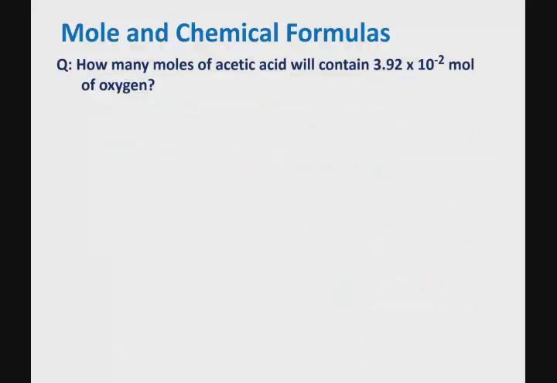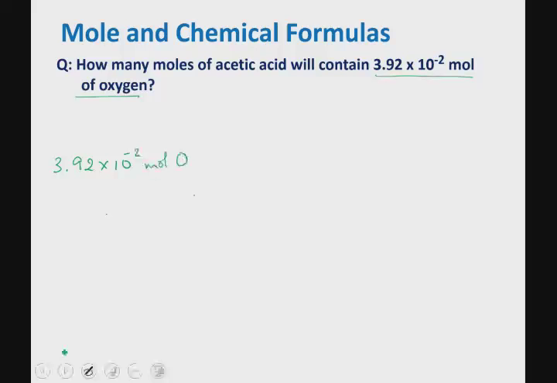Okay, so here's another problem, in which case, once again, notice the conversion is between moles of a compound and moles of element in that compound. So once again, subscripts will let you do that. This time, of course, we are given the moles of the element in acetic acid. So we start with 3.92 times 10 raised to minus 2 moles of oxygen.